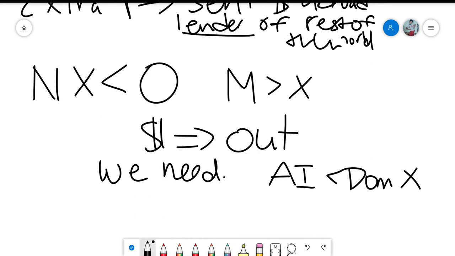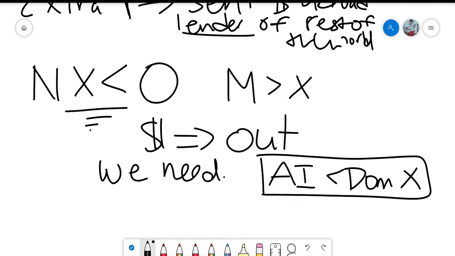Of course, because Y equals C plus I plus G plus NX, so Y equals domestic expenditure plus NX. So if domestic expenditure is really high, that means that net exports has to be less than 0, and they have to be negative, which is where net exports less than 0 comes from. Okay, great. So this means that if net exports is less than 0, AI is less than domestic expenditure.